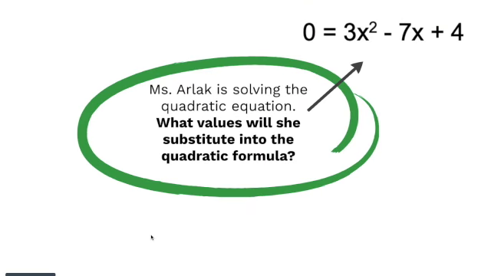Miss Arlack is solving the quadratic equation 0 equals 3x squared minus 7x plus 4. What values will she substitute into the quadratic formula? Great job. She will substitute the 3 for A, the negative 7 for B, and the 4 for C.